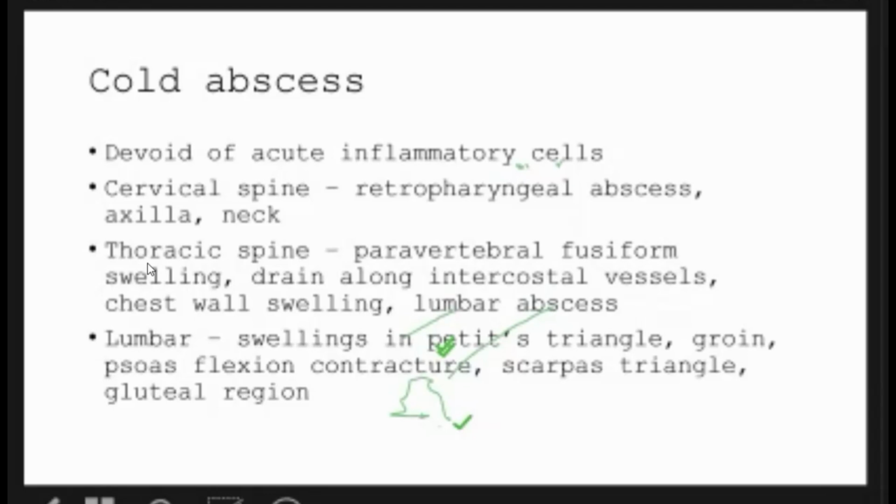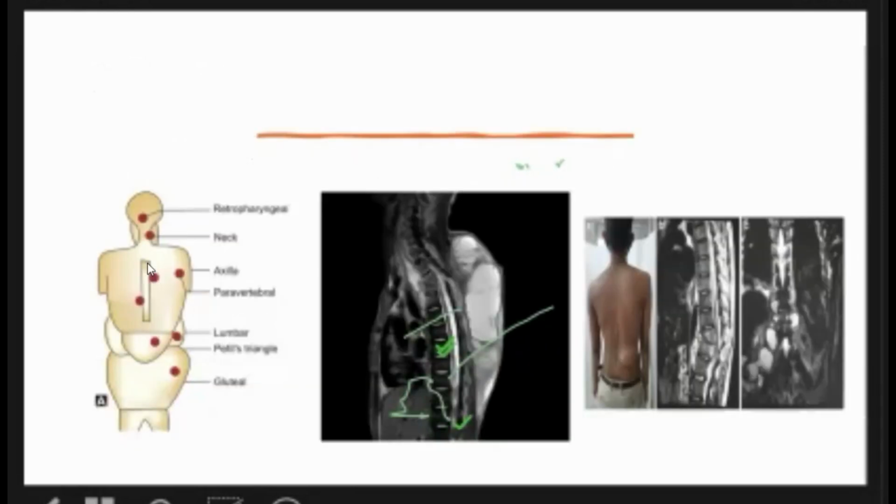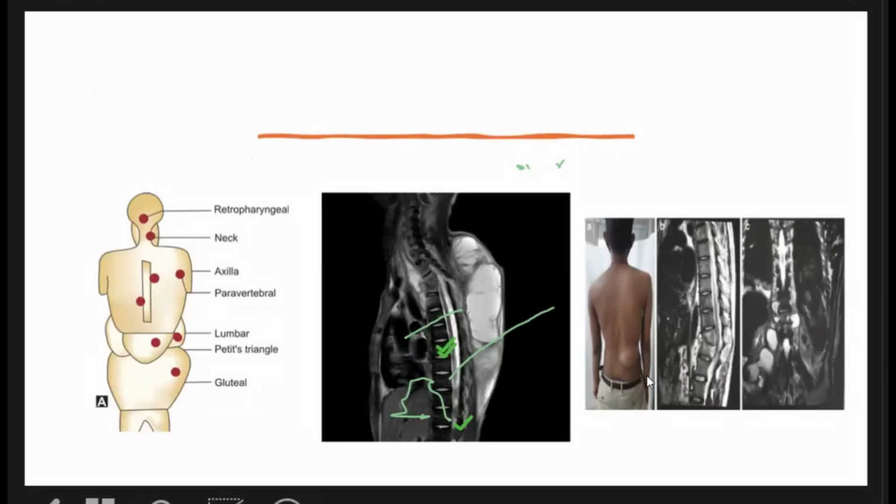And in the lumbar spine, you may have it in the groin, in the form of a psoas abscess, or it may track along the femoral vessels and be in the femoral triangle, called the Scarpa's triangle, or in the gluteal region. So this is a sort of diagrammatic manifestation. This is the Petit triangle, the region between the latissimus dorsi, the internal oblique, and the iliac crest.